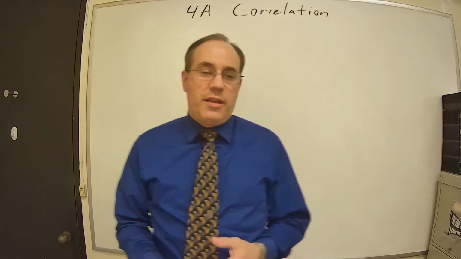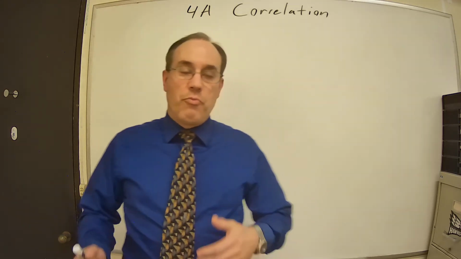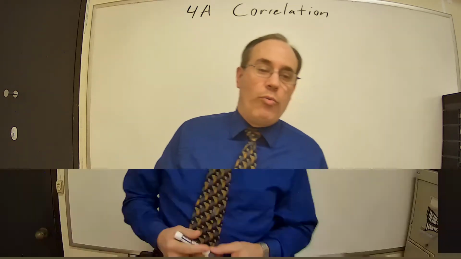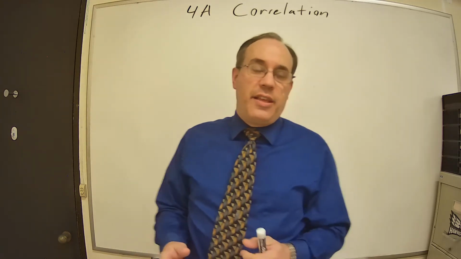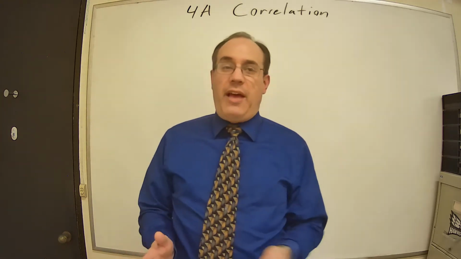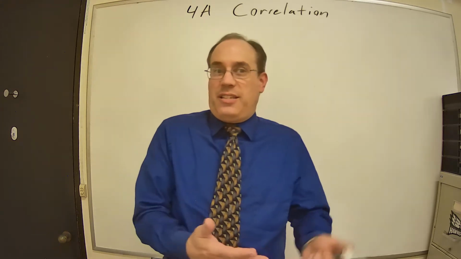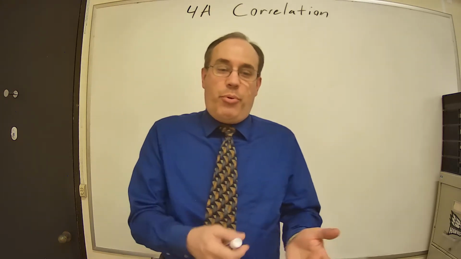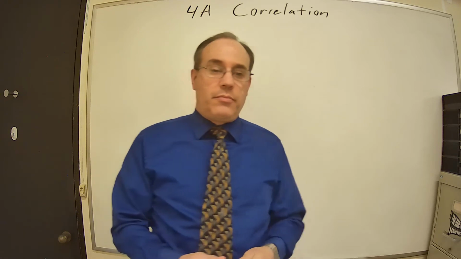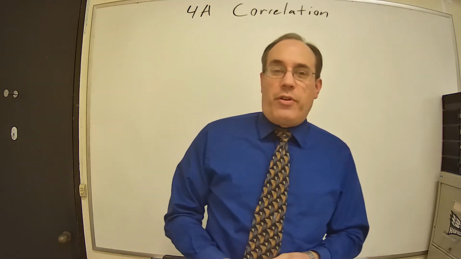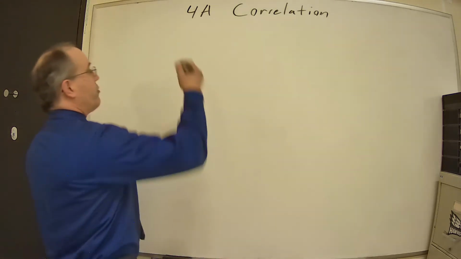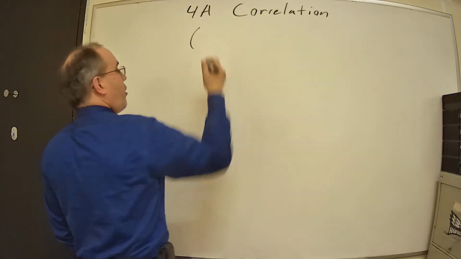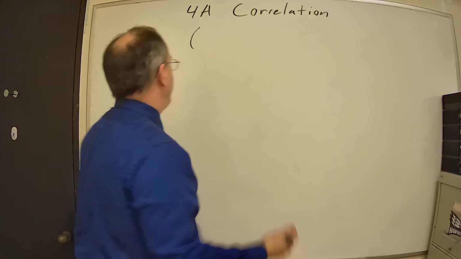4A, correlation. So now we're going to start talking about what we call bivariate data. Bivariate data is data that deals with two variables at the same time, essentially x and y, an input and an output. When we're dealing with bivariate data, we tend to use ordered pairs. Ordered pairs, you've seen them before when you plot points on a graph.